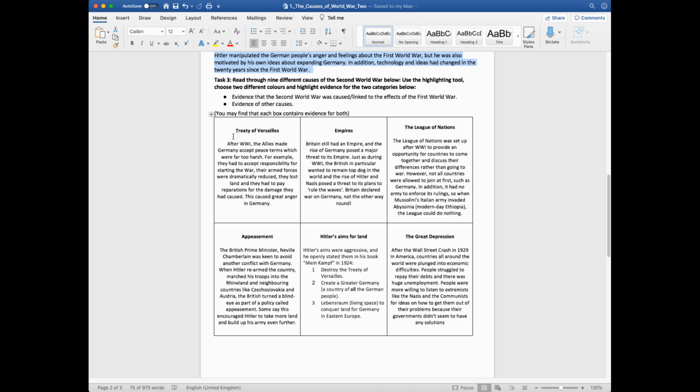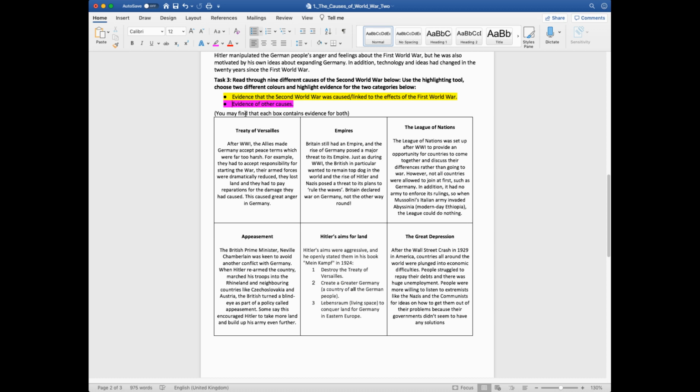If you're using Word document, you can just highlight this part here and choose this text highlight button at the top. Create one colour, then choose another one here. If you're doing this by hand, you can, instead of using colour, you can just write it.